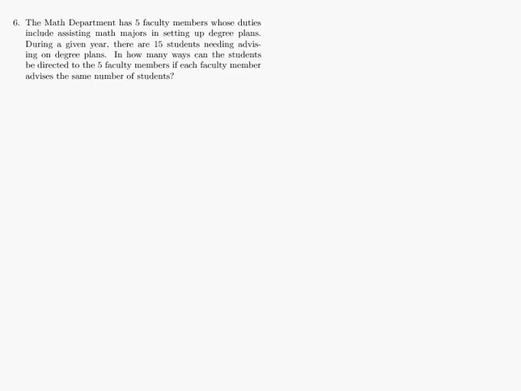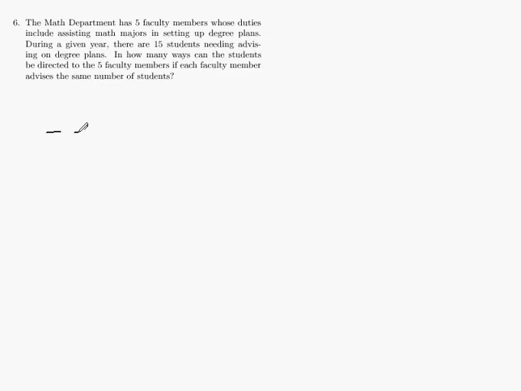We have 5 faculty members whose duties are to assist students setting up degree plans. We have 15 students that need advising, and we want to know how can these students be directed to the faculty members if each faculty member advises the same number of students. Since we have 5 faculty members and 15 students, each person is going to get 3. Now there's a variety of ways to approach this problem.